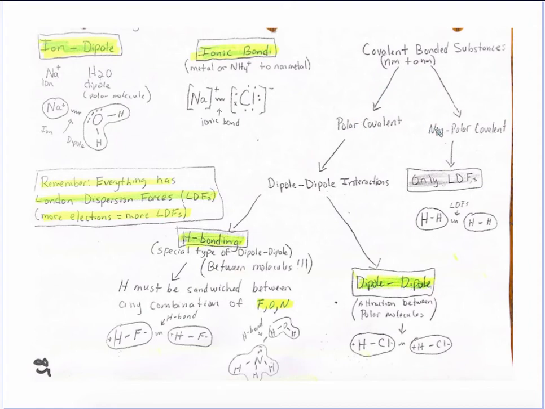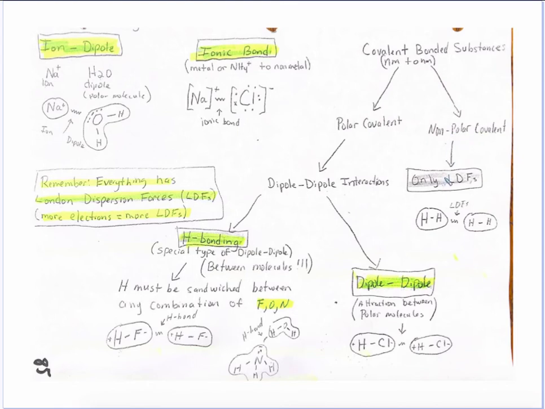It can either be polar covalent or nonpolar covalent, all right? Now, if it's polar covalent, it has some sort of dipole-dipole interaction. Dipole-dipole interactions can be broken down into a stronger version of a dipole-dipole, which is called hydrogen bonding, or it can be just a regular old dipole-dipole with no hydrogen bonding. Okay, and I'll explain that in a minute.